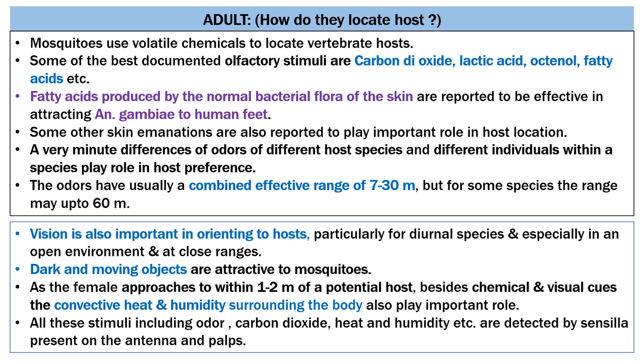Mosquitoes use volatile chemicals to locate vertebrate hosts. Here olfaction plays a major role. Some of the best documented olfactory stimuli are carbon dioxide, lactic acid, octenol, fatty acids, etc. Carbon dioxide is involved in both activation and orientation behavior of all blood-sucking insects, including mosquitoes.